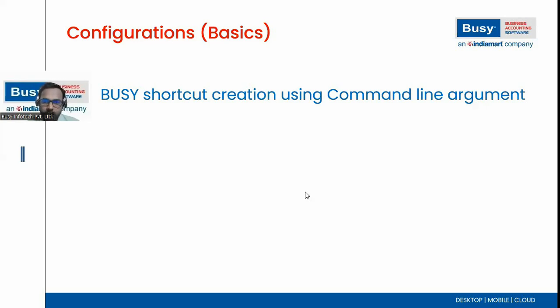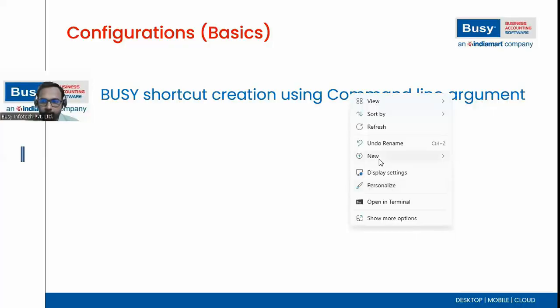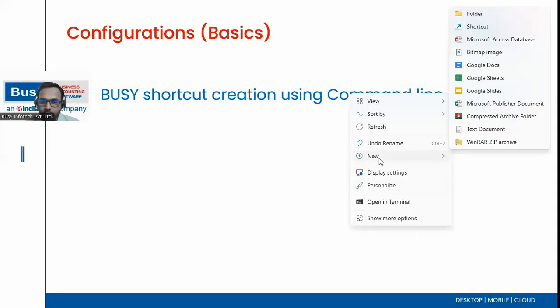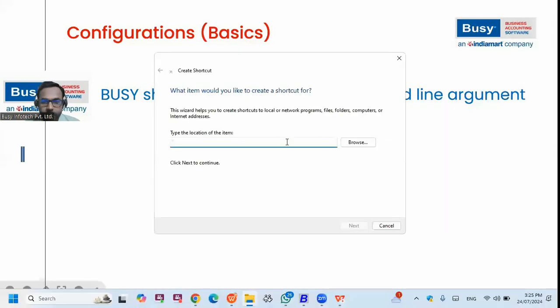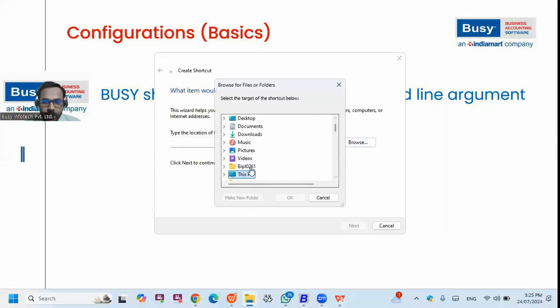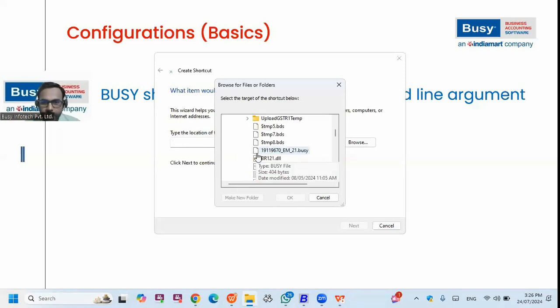First and foremost, we have to create one shortcut. You can right click on the desktop, use the New option, and select Shortcut. There you can browse to the path where Busy is installed. In my computer, I have installed the software in the BusyWin folder in C drive. Generally, in that folder, there will be a Busy 21 exe file.